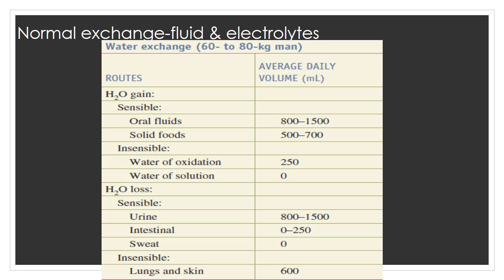The loss of water occurs in urine and sweat, and also from the intestinal route while passing stools, almost around 300 ml per day, whereas the insensible losses occur from the lungs and skin, which can increase in the summer season.